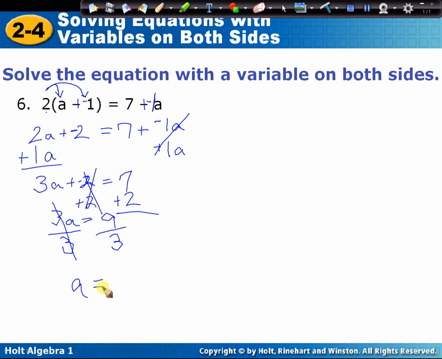Sorry, my A doesn't look much like an A. Let me fix that. Bring down your A, bring down your equal sign, and then you have 9 divided by 3, which equals 3. Make sure that you have this worked down before you move on to the next slide and look at the check.